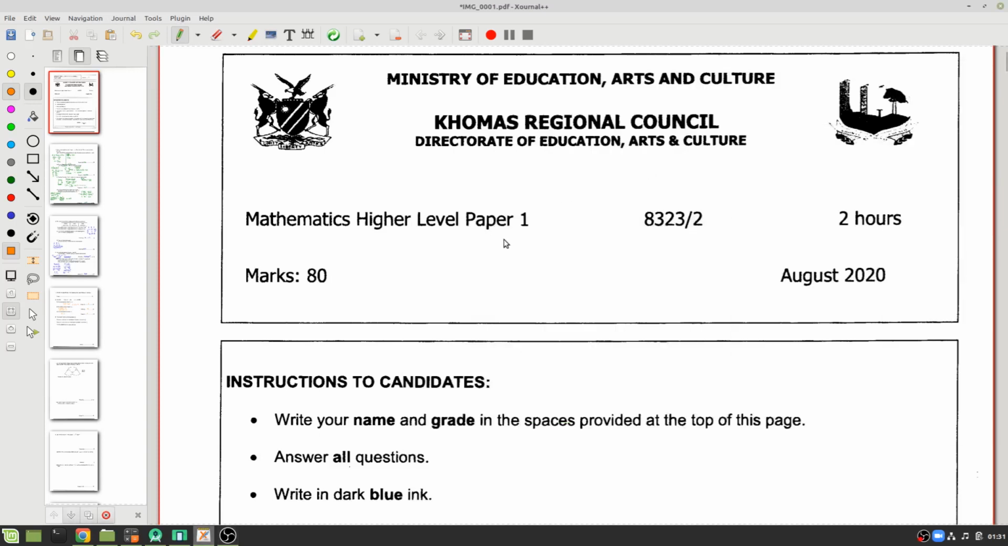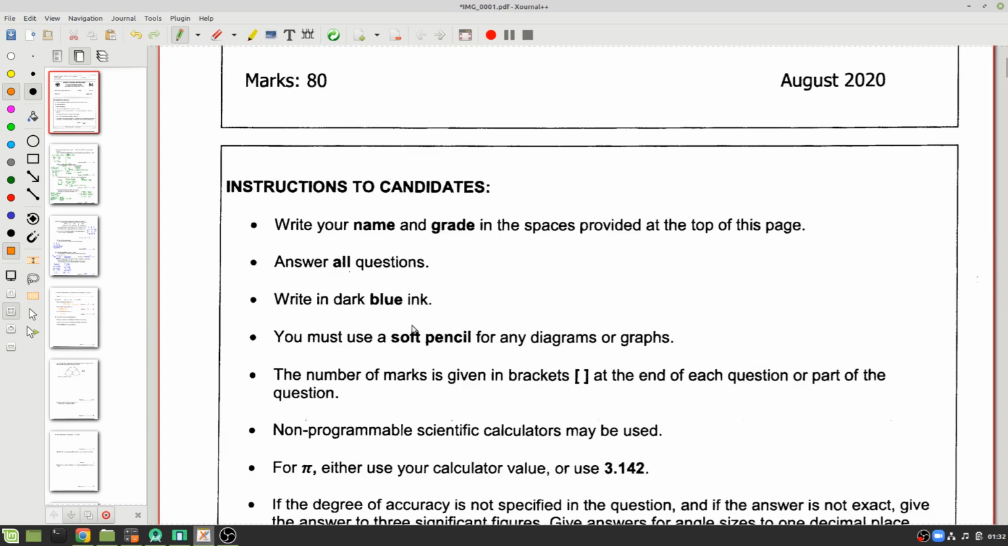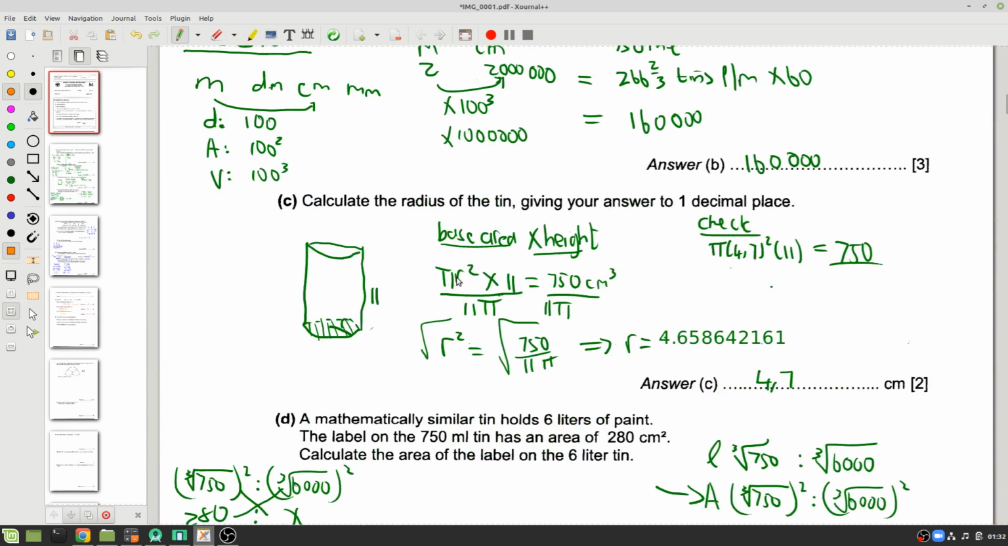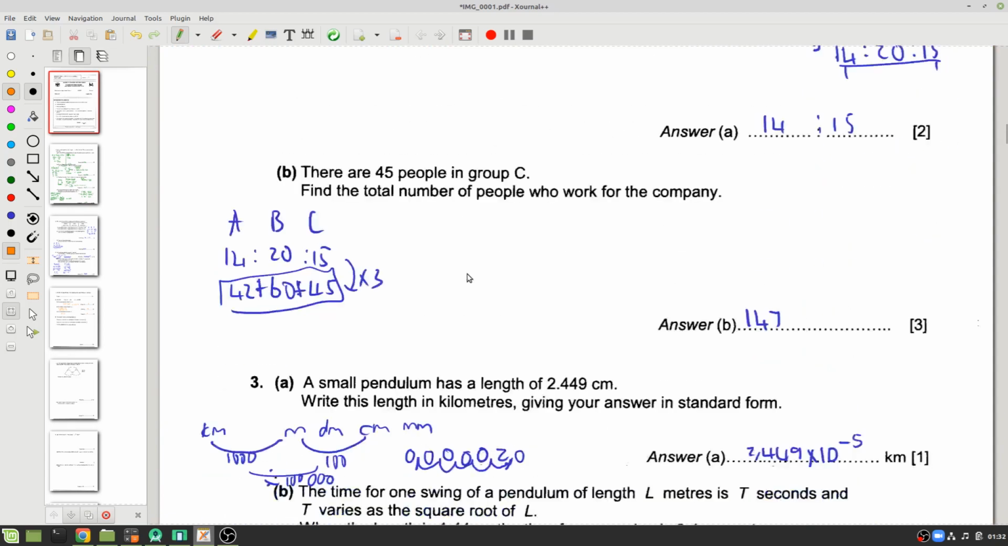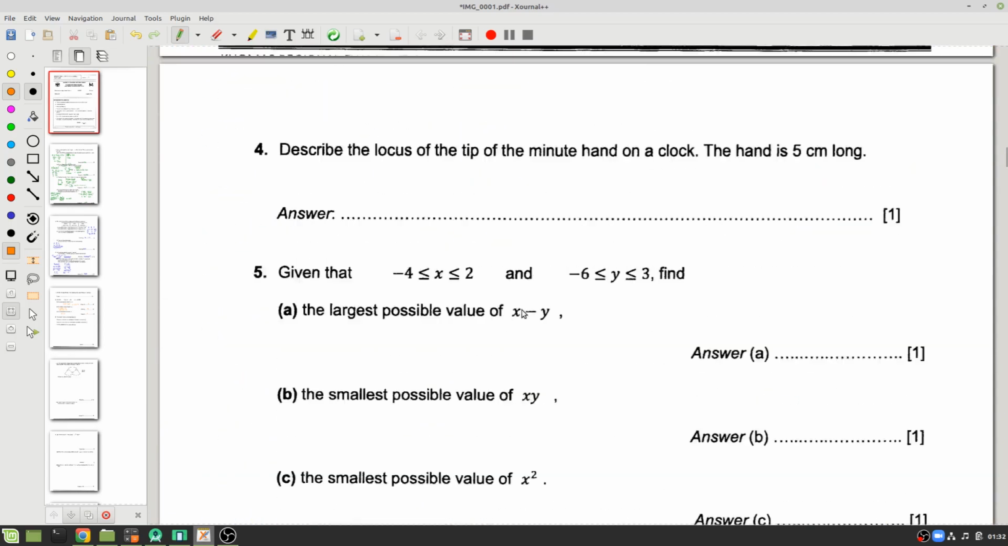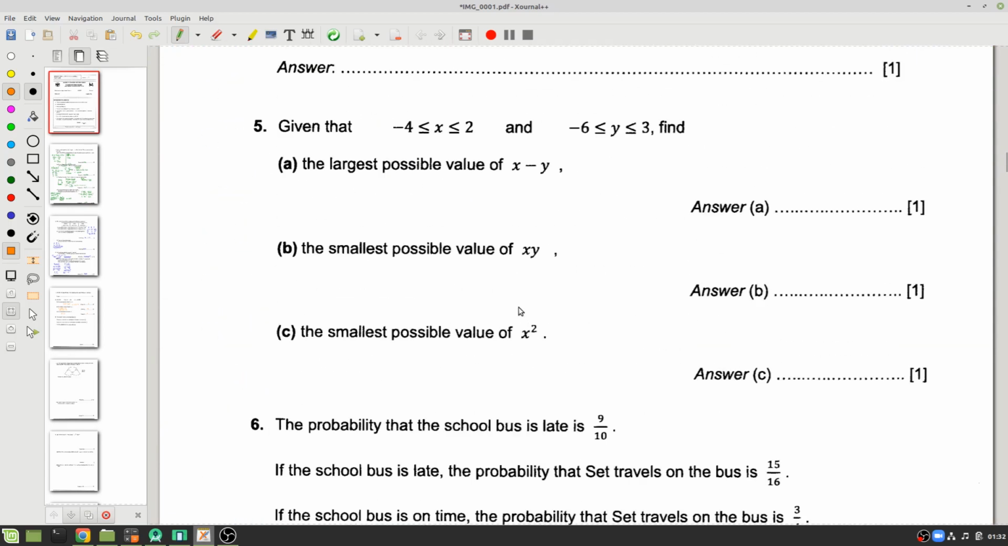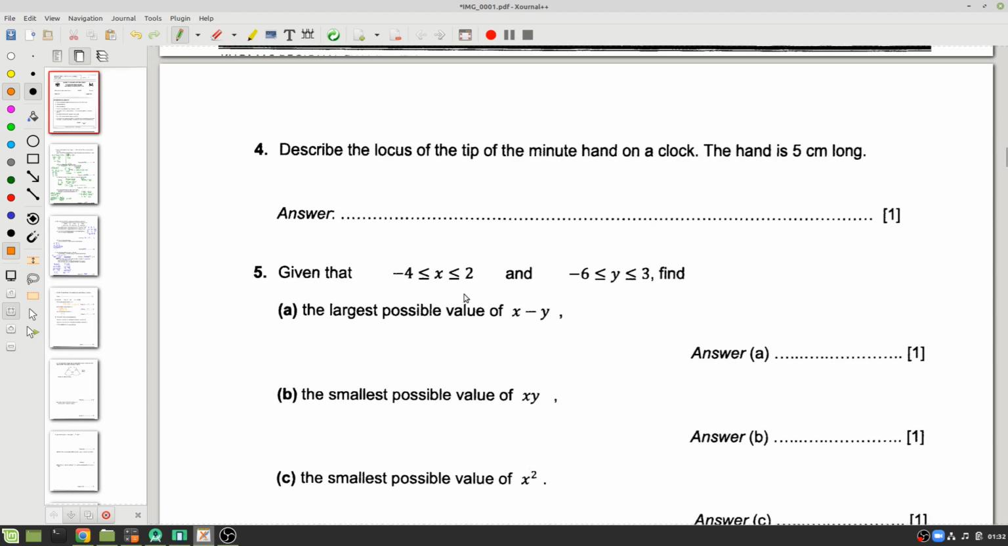Alright, we are looking at the third page, questions 4, 5, and 6 today of the August 2020 Khomas Region Mathematics Higher Level Paper 1. We've already looked at questions 1, 2, and 3, and now we're doing this page. I initially thought I'd just do a single question per video, but in this case it's only 1 mark for a single question, so I thought I'd rather do a whole page.